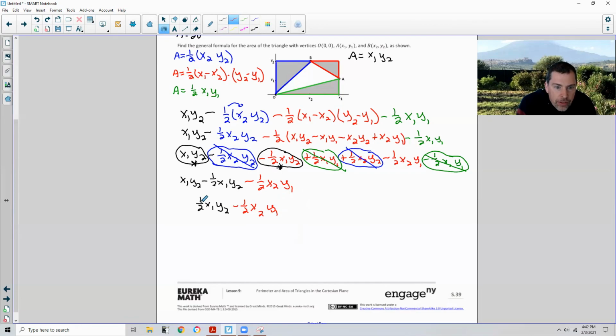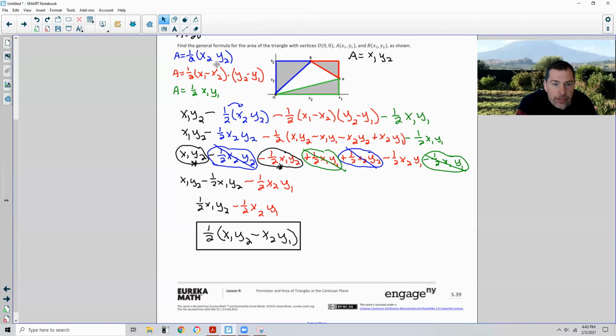I have like terms. I have a half in each. x1 and x2 are different. y2, y1 are different, but I have halves in each. I will factor out that half. I'll use black for that. 1/2 times, and then I can just simply say x sub 1, y sub 2 minus x sub 2, y sub 1. And this is the general form for finding a triangle in the coordinate plane that's not a right triangle.